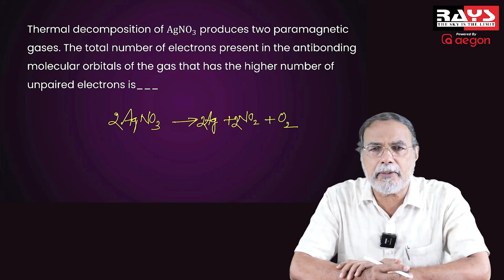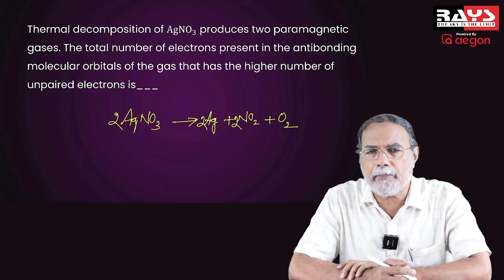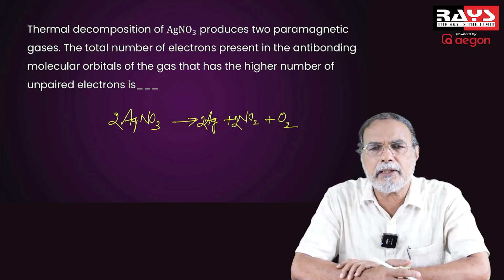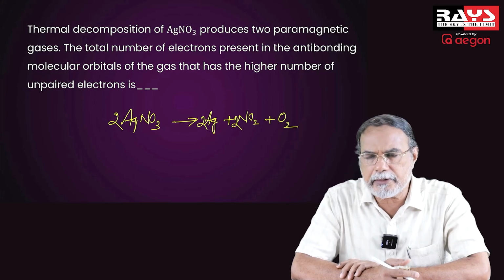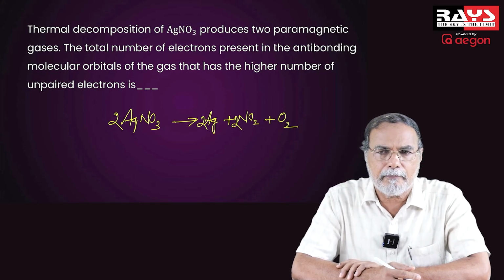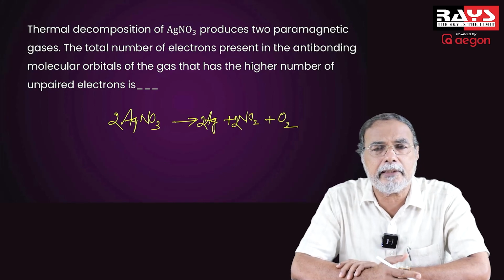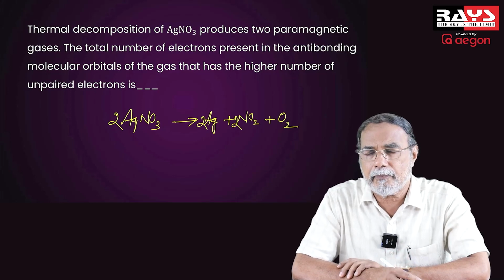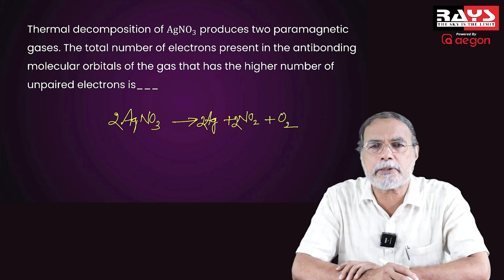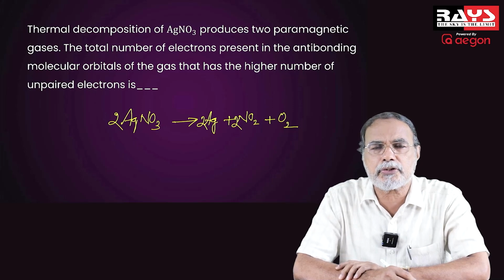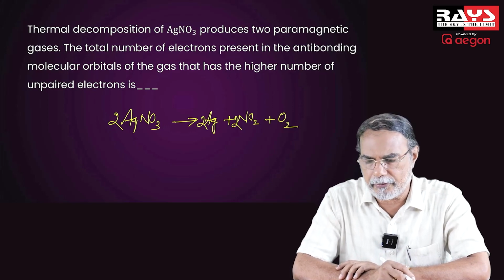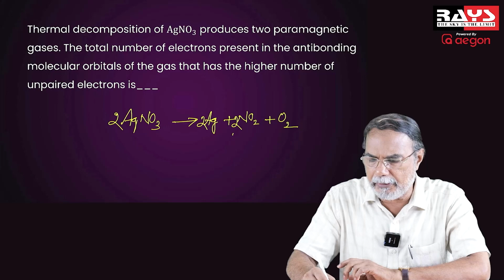So in this context, it may be good to remember that metal nitrates like barium nitrate, magnesium nitrate or lead nitrate decompose to give the oxide, nitrogen dioxide and oxygen. Whereas nitrates of alkali metals like sodium nitrate and potassium nitrate decompose to give the nitrite and oxygen. Now this case of silver nitrate is something special. Silver nitrate decomposes to give silver, the metal, then nitrogen dioxide and oxygen. So these are the two paramagnetic gases.